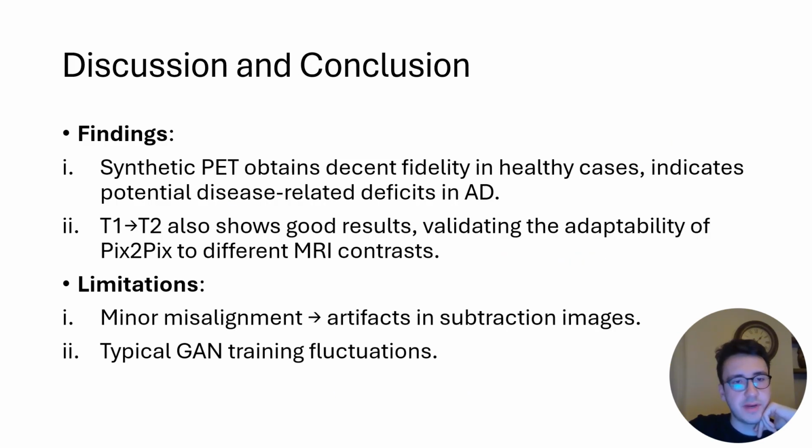I've just explained the findings, and the limitations are the minor misalignments, which cause artifacts and also noise-like structures, and the GAN training also fluctuates a lot, especially in the T1 to T2 case.